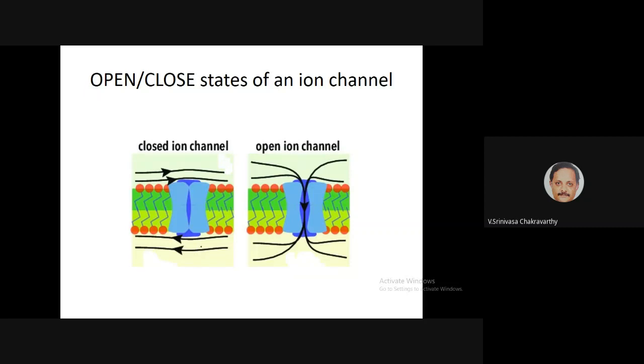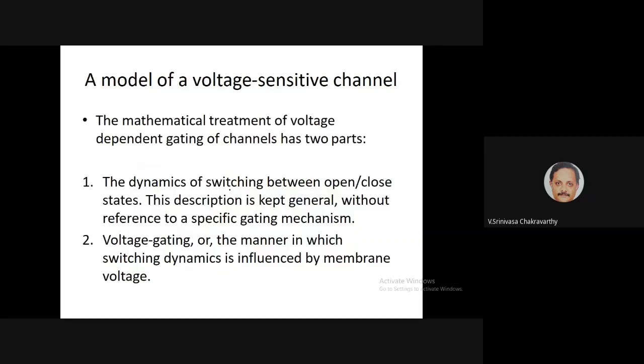Now we need to remember that these channels can open and close, and that's what gating is about. There are 4 different mechanisms by which a channel can open and close. We need to understand this specific kind of channel gating, which is voltage gating. We need to find out how the voltage can switch this channel between closed and open states.